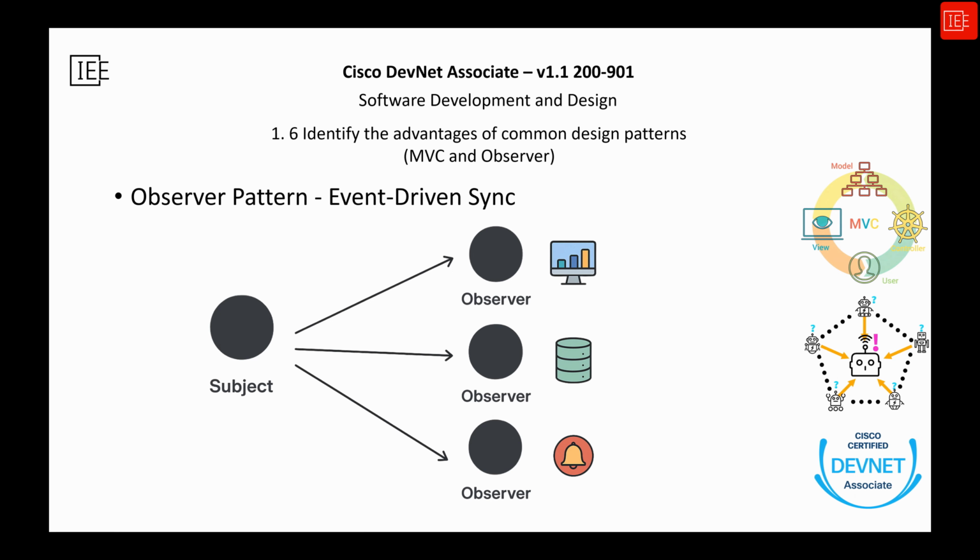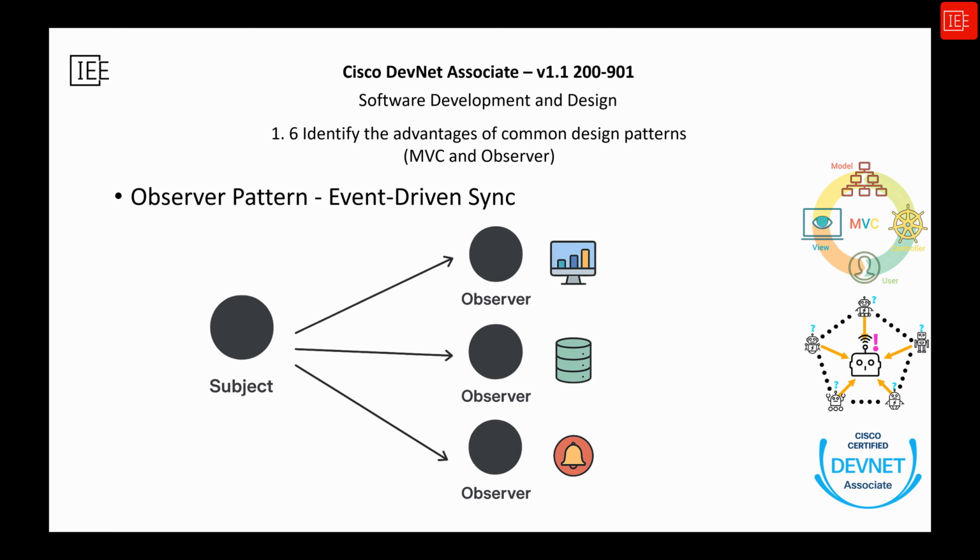Observers, on the other hand, are the objects that care about the changes in the subject. Each observer implements a method, often called update, and that runs whenever the subject tells them, hey, something new has happened. The observer doesn't need to constantly poll the subject. It just reacts when notified. This push-based communication style is what makes the observer pattern so elegant and efficient.